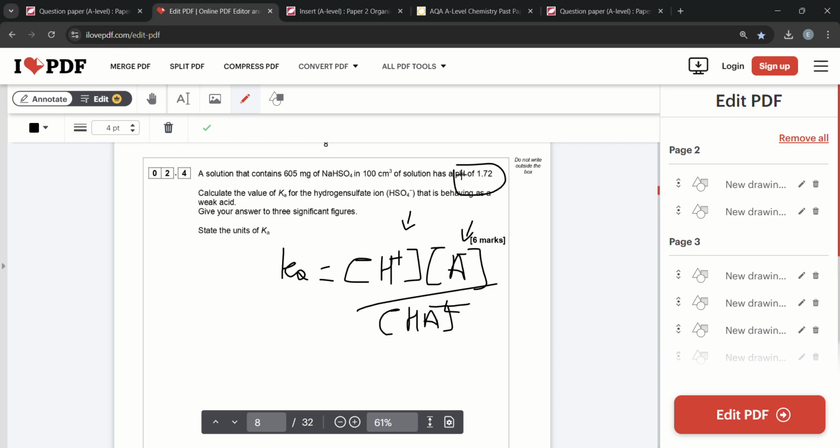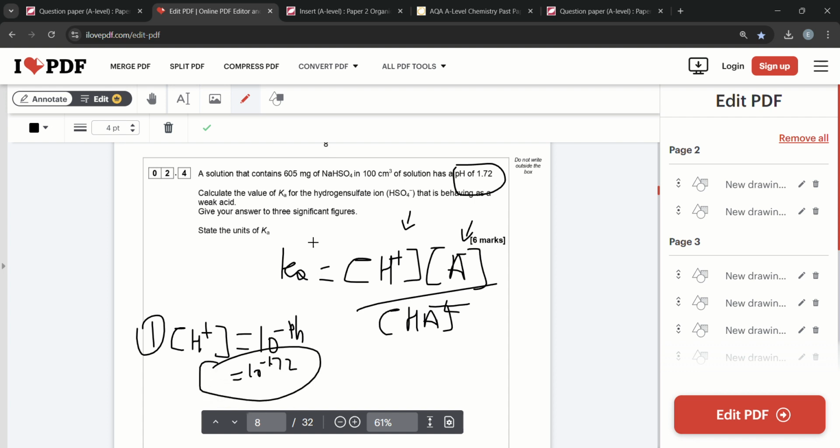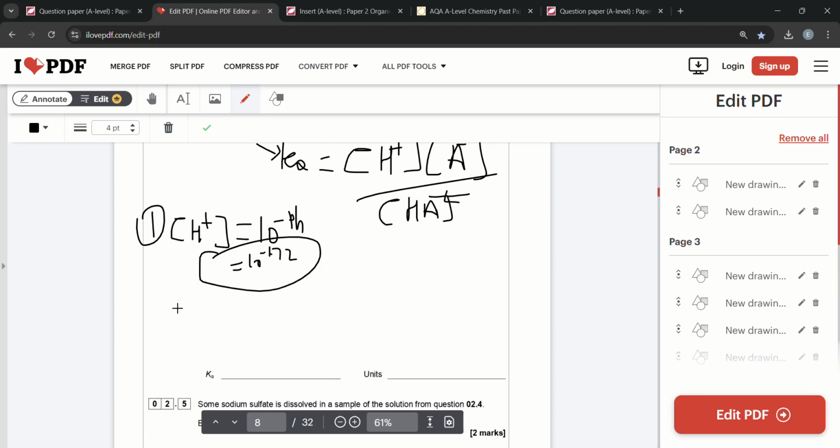I can find out the concentration of H+. That's very easy using this simple formula: concentration of H+ equals 10 to the power minus pH, 10 to the power minus 1.72. And we want to find the calculated value of Ka for the hydrogen sulfate ion. We know the mass, so we need the moles, and then I can find the concentration. Maybe it isn't that hard. It actually is very simple now that I look at it, just a lot of steps.